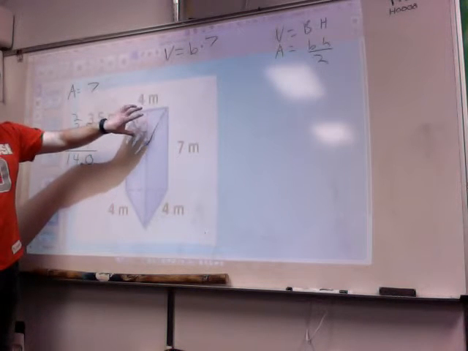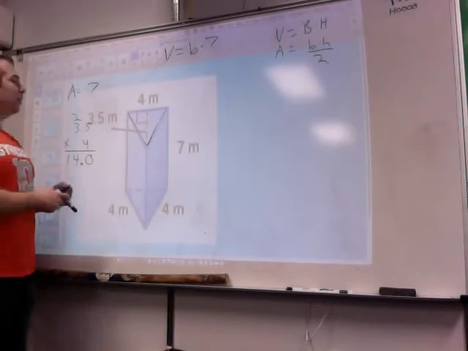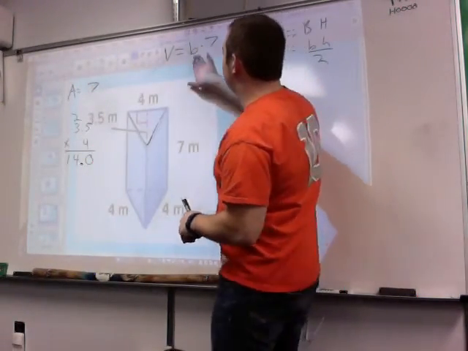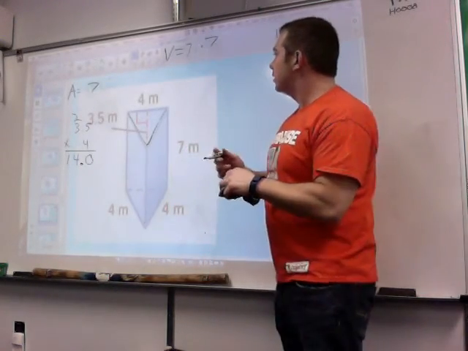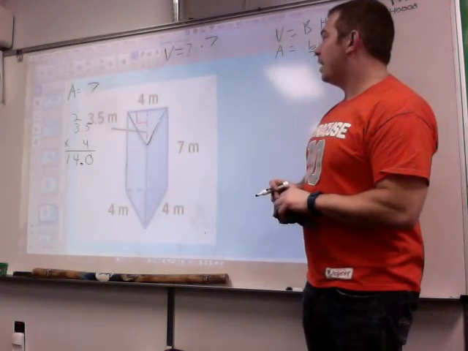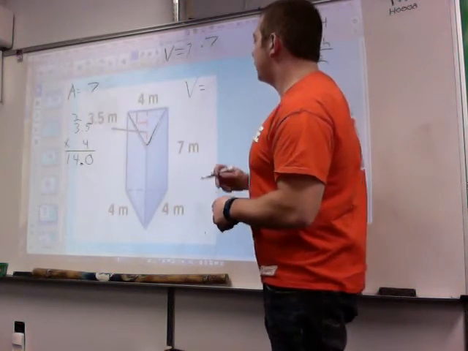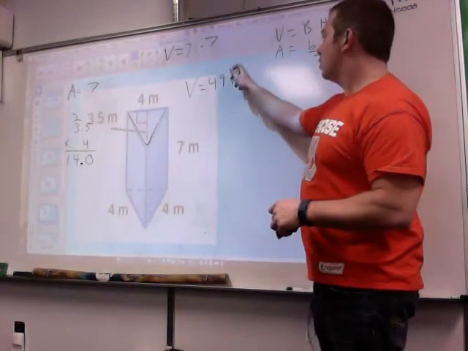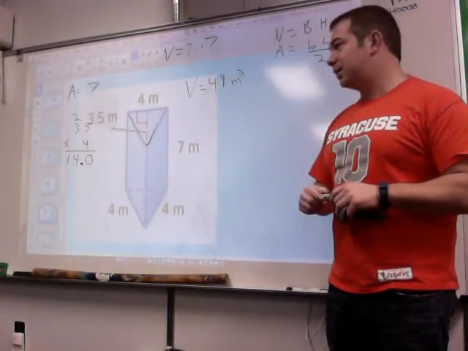Now, that area is our base of the whole figure. So, I actually have a base of 7 meters squared and a height of 7 meters. So when I multiply it out, 7 times 7 is 49. So the volume of this figure is 49 meters cubed. 49 meters cubed is the volume of this piece.